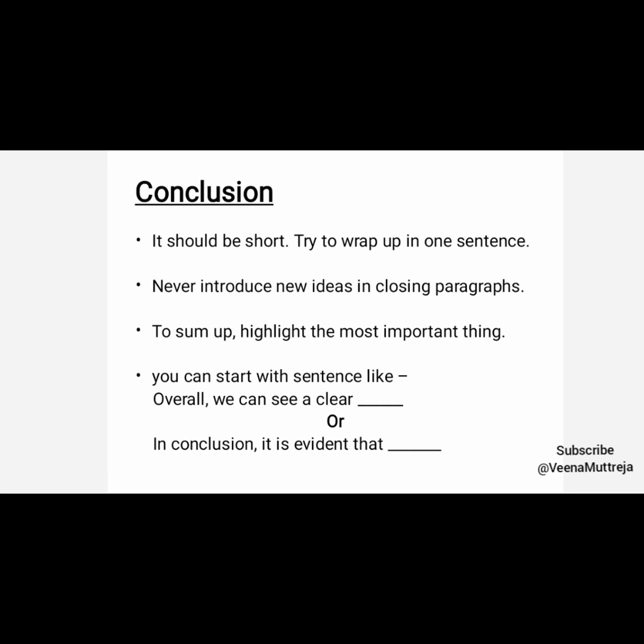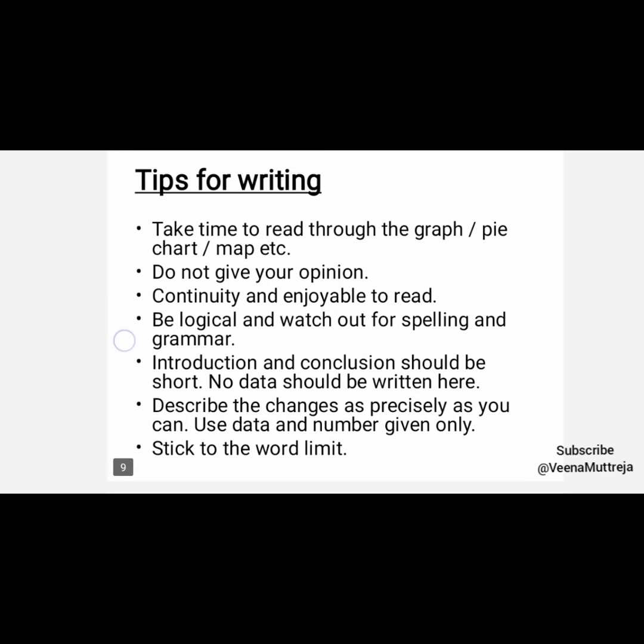Let us move to tips for writing. You must pay attention to these tips if you want to score good in analytical paragraph. First is, take time to read through the graph, pie chart, map, etc. Earlier also I told you, you are to read the question carefully so that the things are clear to you. Here you are to read graph, pie chart, map, or whatever visual stimulus is given to you. You are to go through that stimulus thoroughly.